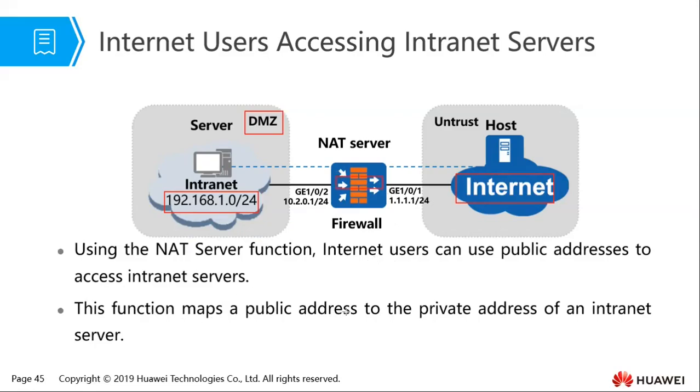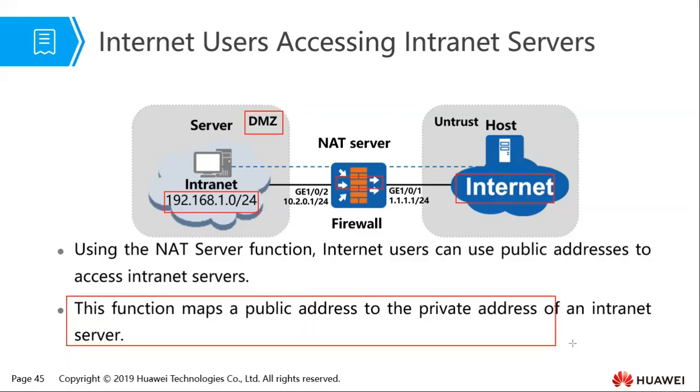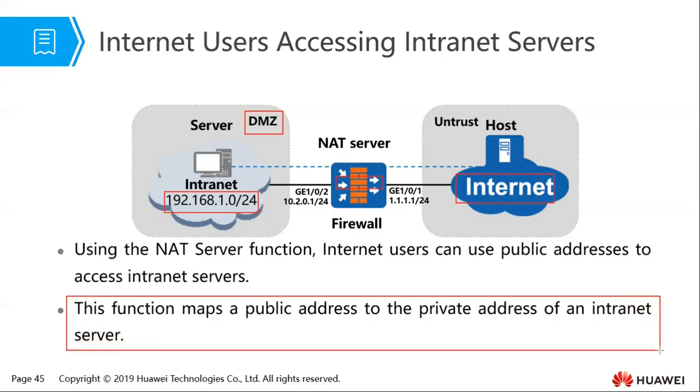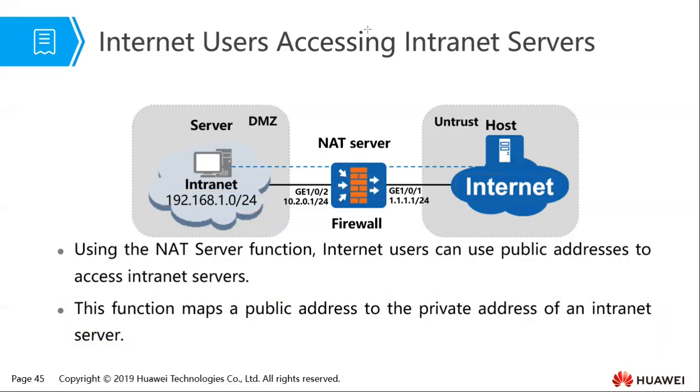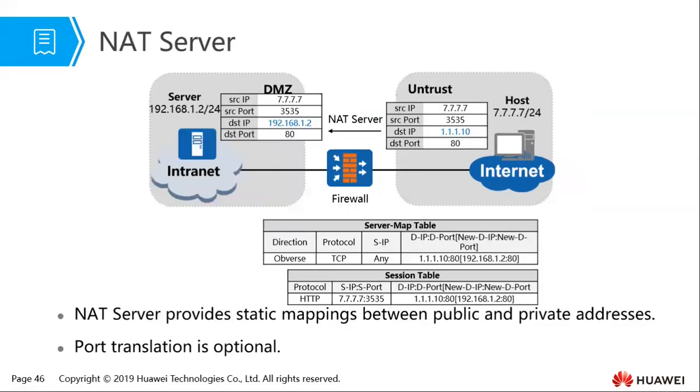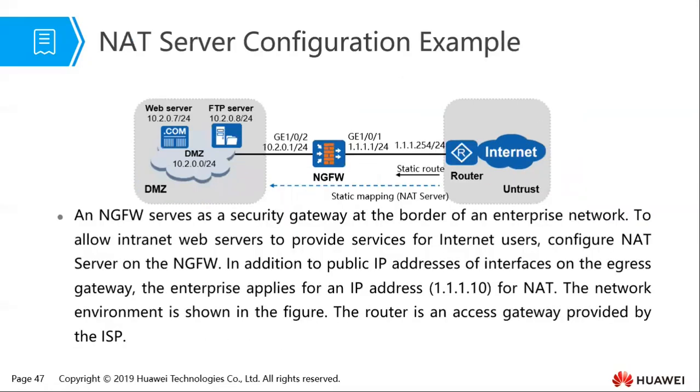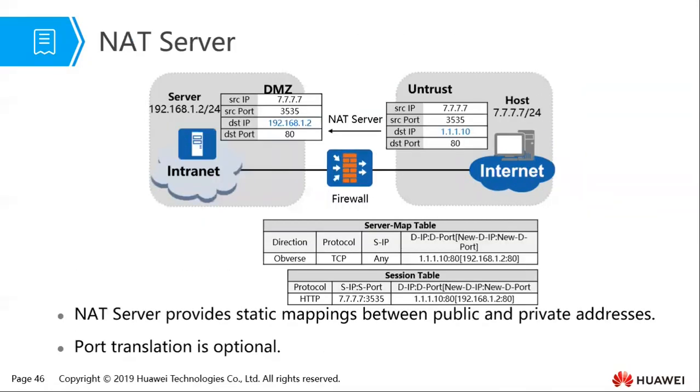And that particular mapping can be a static NAT, so that it's permanent. The same public address will always be translated to the same private address and vice versa. So this particular type of NAT is actually called NAT server. The official name is NAT server.